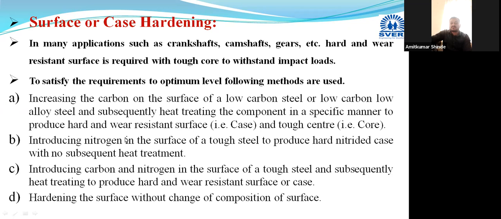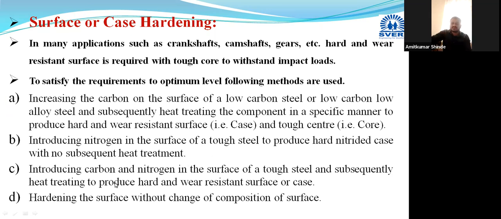The second type of changing the composition is introducing nitrogen on the surface of tough steel. Here also we are going to use low carbon steel or low carbon low alloy steels, and we are going to introduce nitrogen on its surface. Due to the introduction of nitrogen on the surface, some hard nitrided particles are formed. Due to that, case hardening is done, and it does not require any further heat treatment.